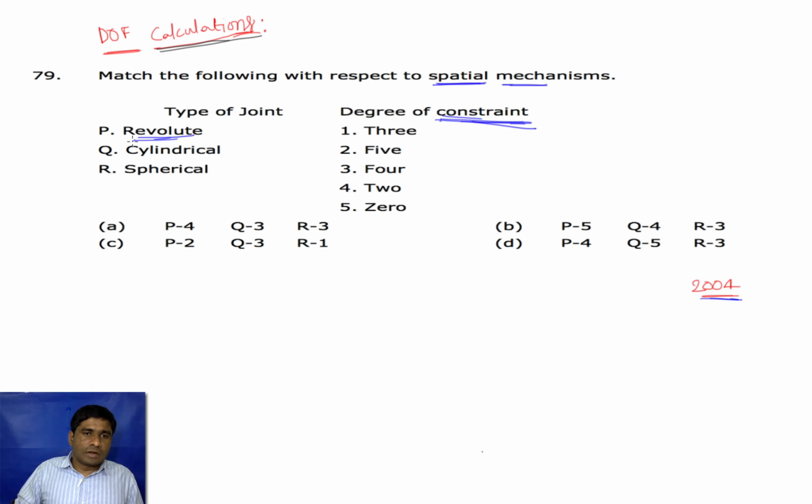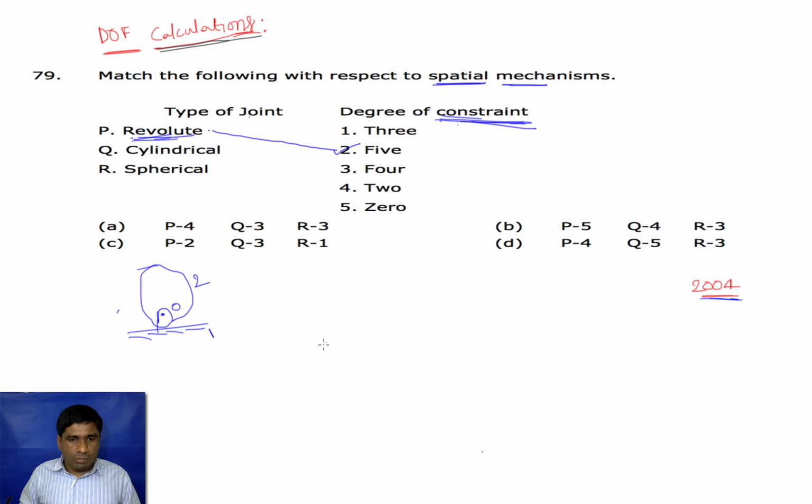Okay, so for example, type of joint is, so there are 2 links, and the first one is connected with a revolute joint. As usual, we will take ground as the first one, and this is the second one, so link 1 and link 2. So all except the rotation about the joint O, all other constraints are imposed on this one. So here degree of freedom is only 1, but degree of constraint is 5. So for revolute we have 5 degrees of constraint, and the next one is cylindrical.